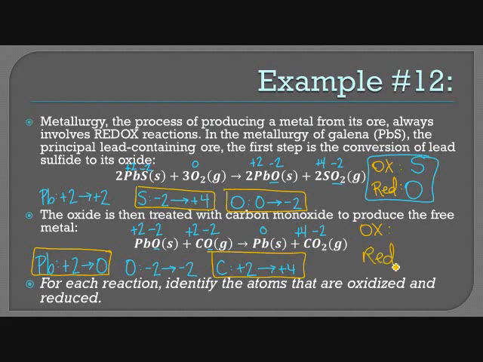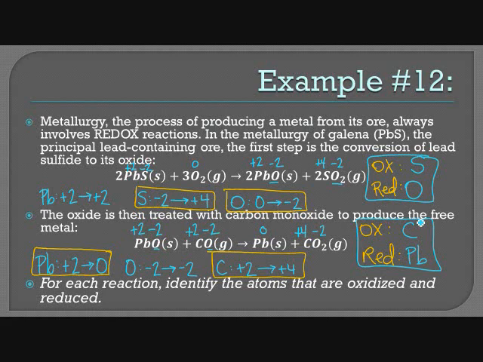So the oxidized substance, I wrote that one first, we should probably say that one first. The oxidized substance is the one that is losing electrons, getting more positive. That would be carbon. And the lead, by default, would have to be the reduced, also because it gets more negative. Okay? So that's how you would identify which parts are oxidized and which parts are reduced from a chemical equation.